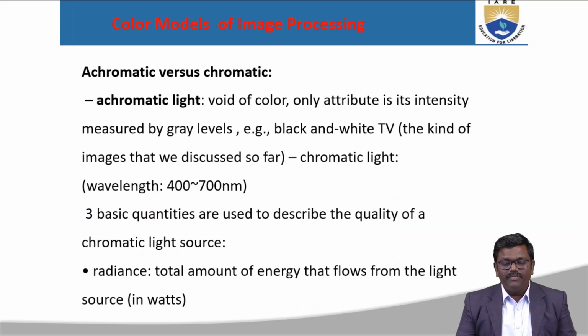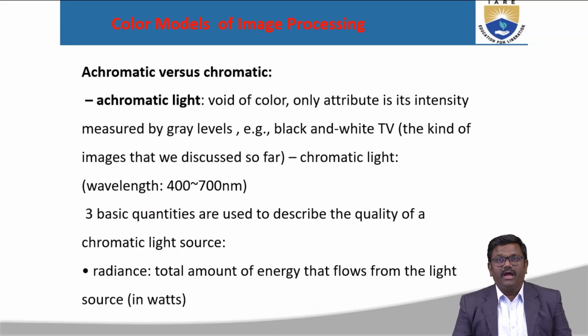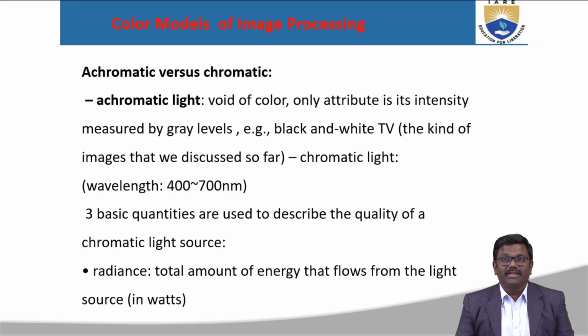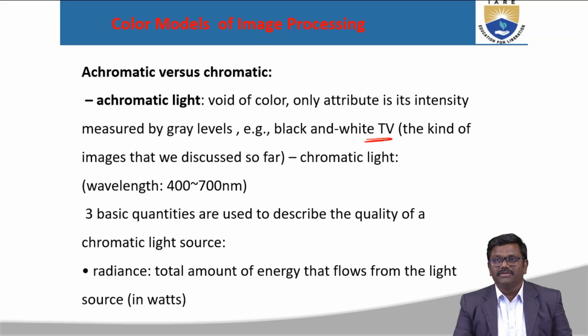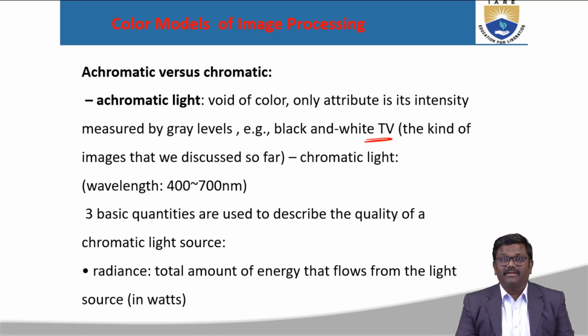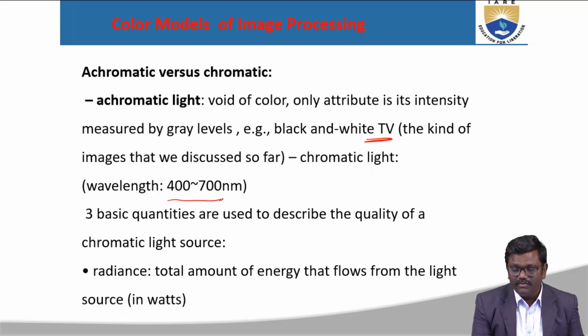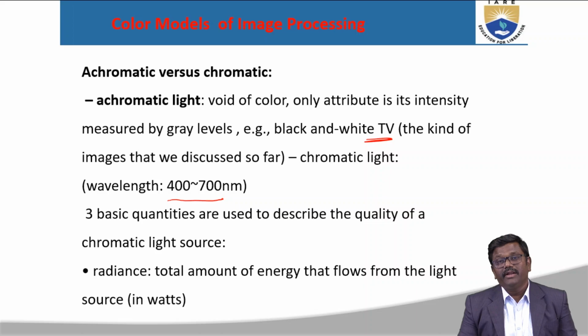What we want to understand from here is achromatic versus chromatic. Achromatic light means void of color, its only attribute is its intensity, measured by gray levels. For example, black and white TV, where TV is nothing but television. That is the kind of images that we discussed so far. The second point is chromatic light, which is about wavelength, approximately 400 to 700 nanometers.